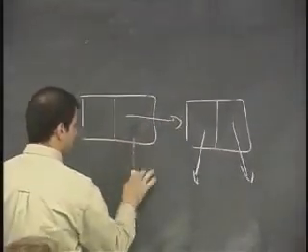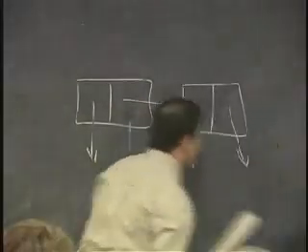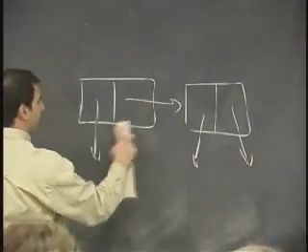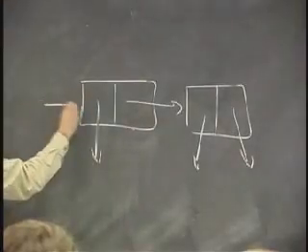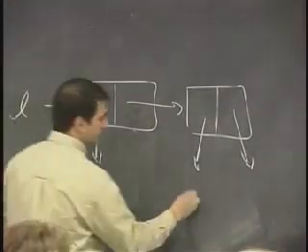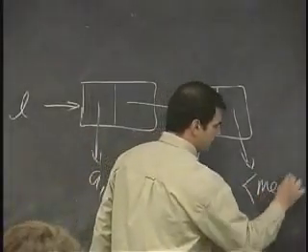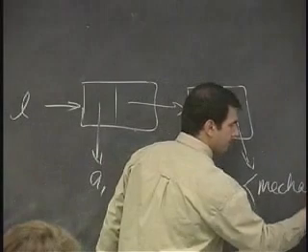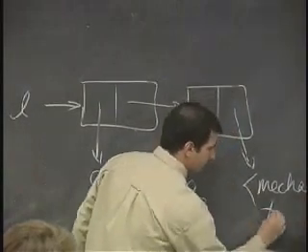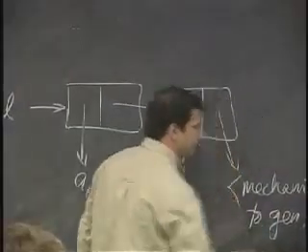Oops. Let me do that properly. So we have some list L that has values A1, A2, and a mechanism to generate A sub I.